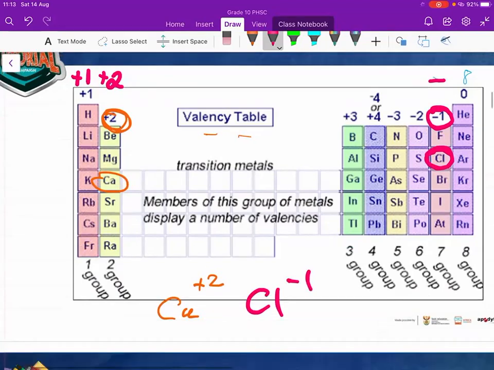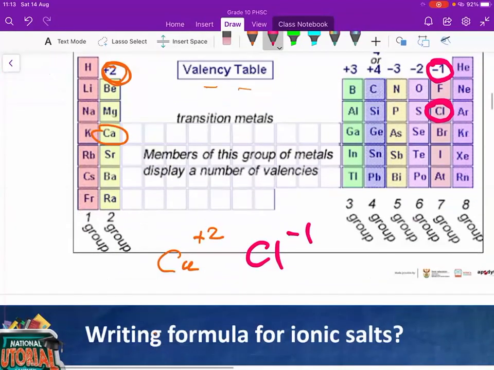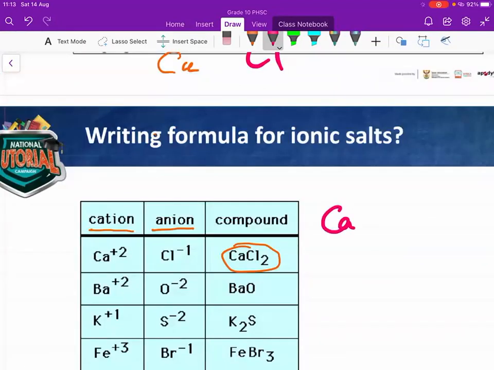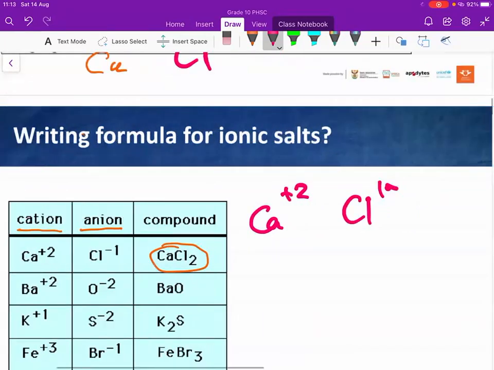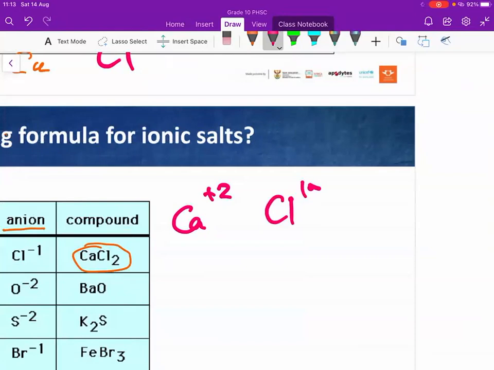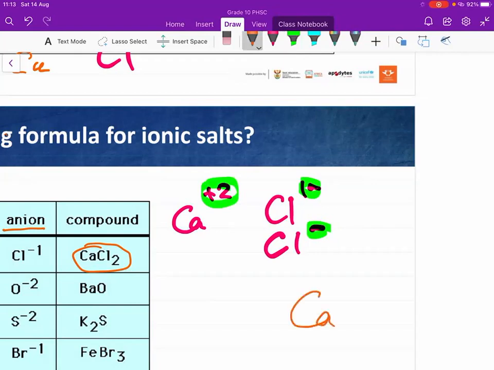Now when you write it, you've got to balance out your positive and your negative charges. So we've got our Ca2+ and our Cl1-. With the Ca, we've got 2 positive charges, and therefore we need to have 2 Cls, because both these 1- are going to balance with this 2+. Hence, we get the formula CaCl2. So there's 2 chlorines for every 1 calcium. That's the theory behind it.